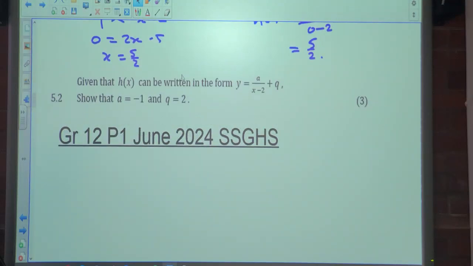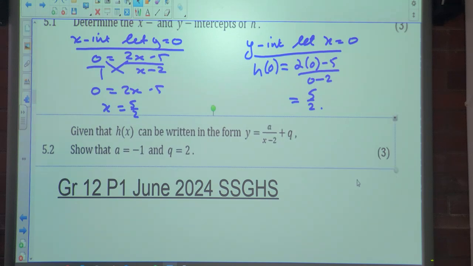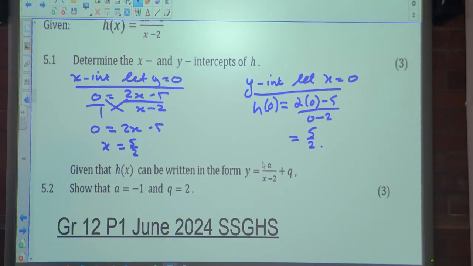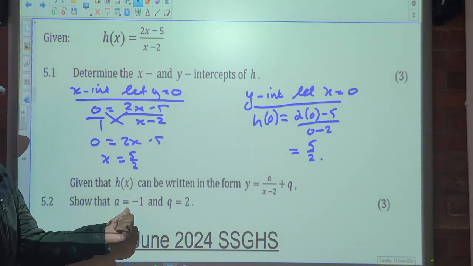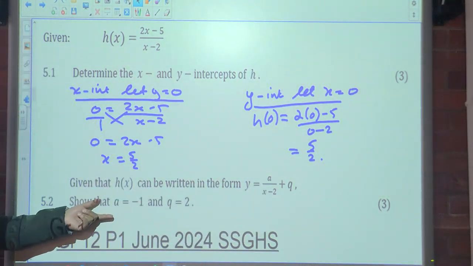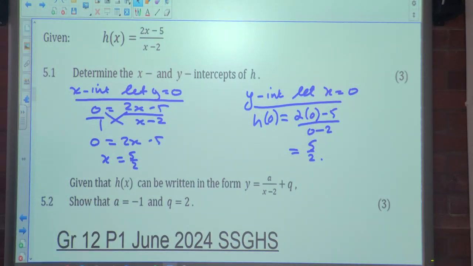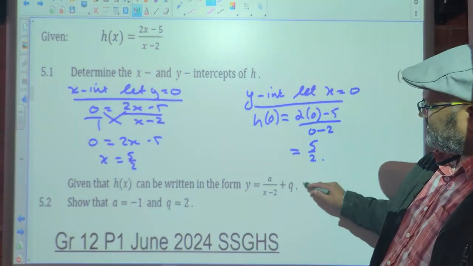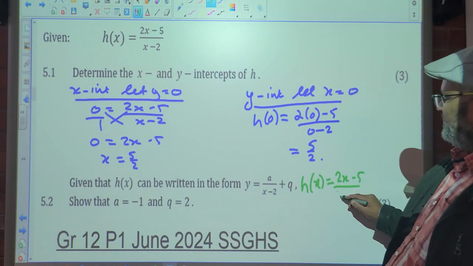So then the question says, given that h(x) can be written as y = a over (x - 2) + q, show that a is -1 and q is 2. So again, I can't use this in my calculation. I must end off with this. Alright. So what I do is I say, okay, you've got h(x) = (2x - 5) over (x - 2).